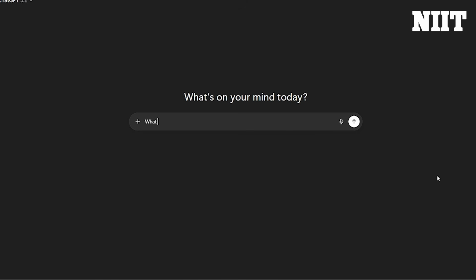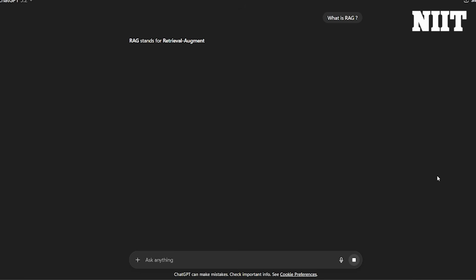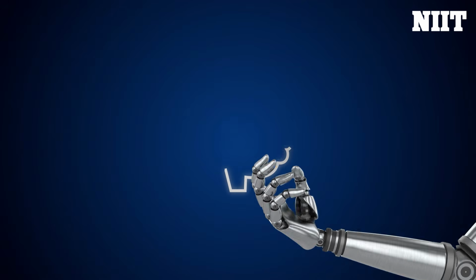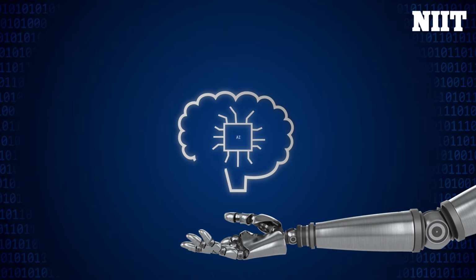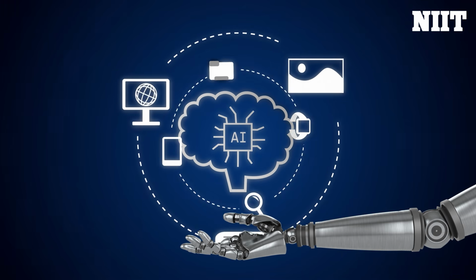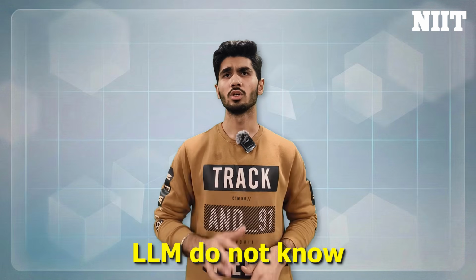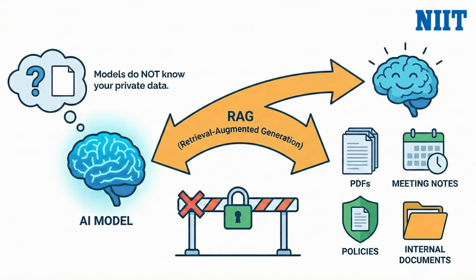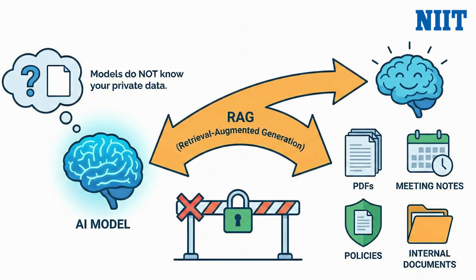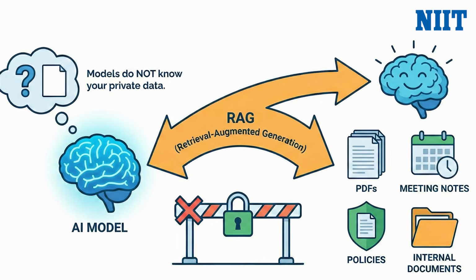Talking to ChatGPT feels simple, right? You type something and it answers. But the moment you try to build your own AI system that needs to answer with your own private data, things start breaking. Because here is the truth. LLMs do not know your internal documents. They don't know your PDFs, your meeting notes, your research papers, or your policy manuals. They only know what they were trained on.